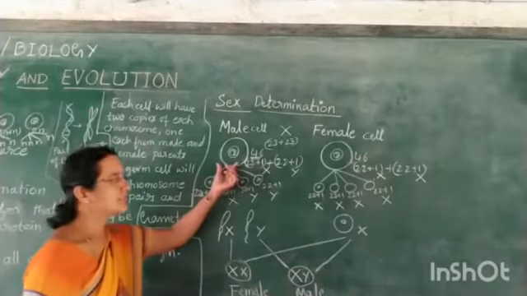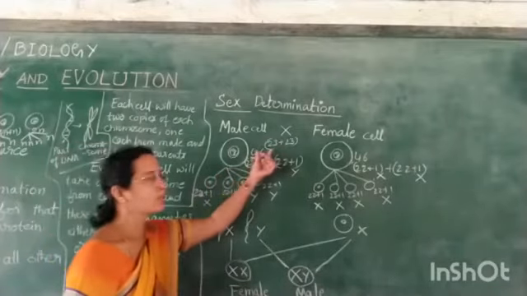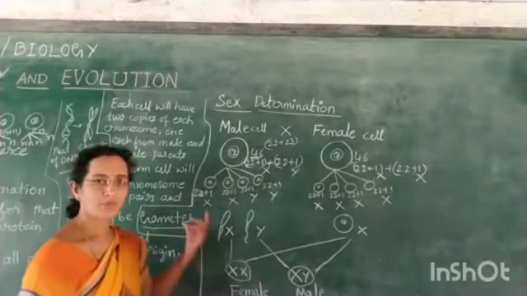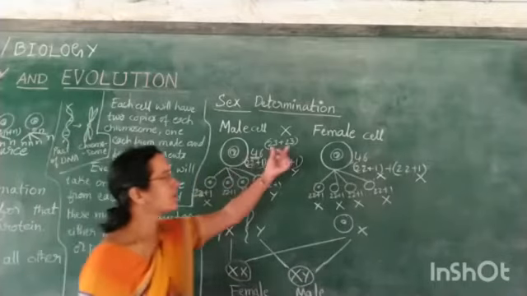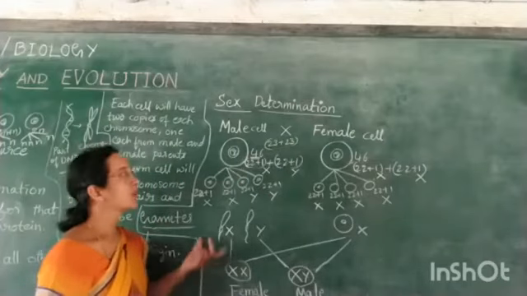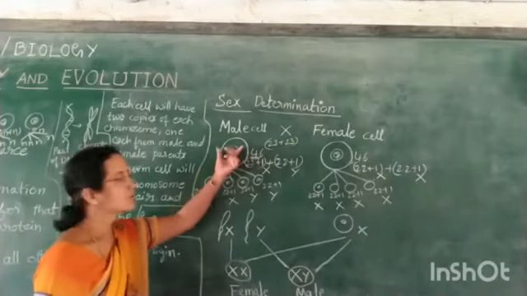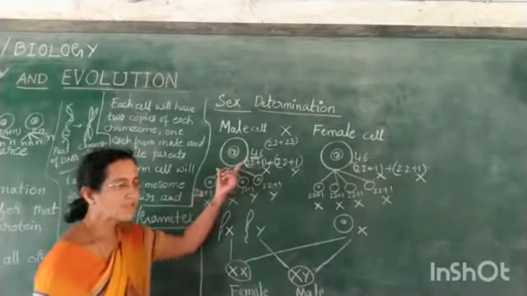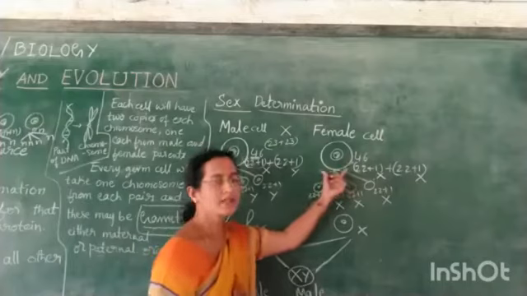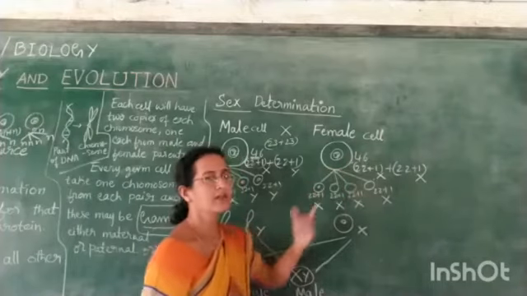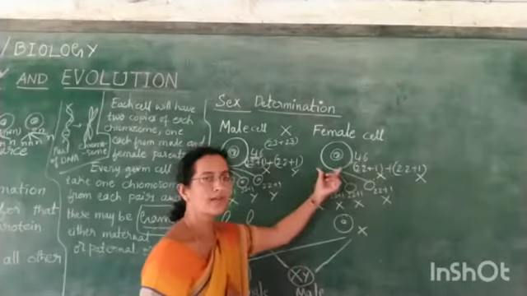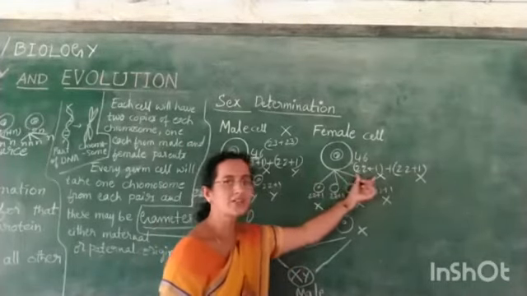Here one set of chromosomes, that is 23 chromosomes, comes from the maternal cell and another set comes from the paternal cell. Here the male cell is the reproductive cell present in the testis of the human being, and likewise this is the reproductive cell present in the female part of the human being, that is the ovary. Here also there will be two sets of chromosomes.